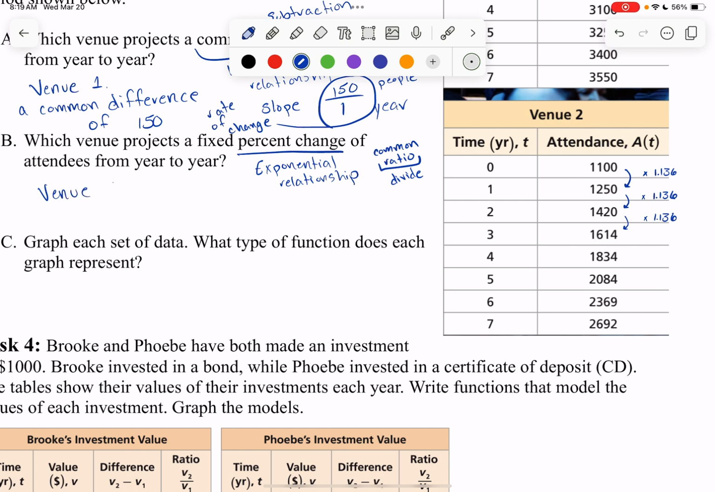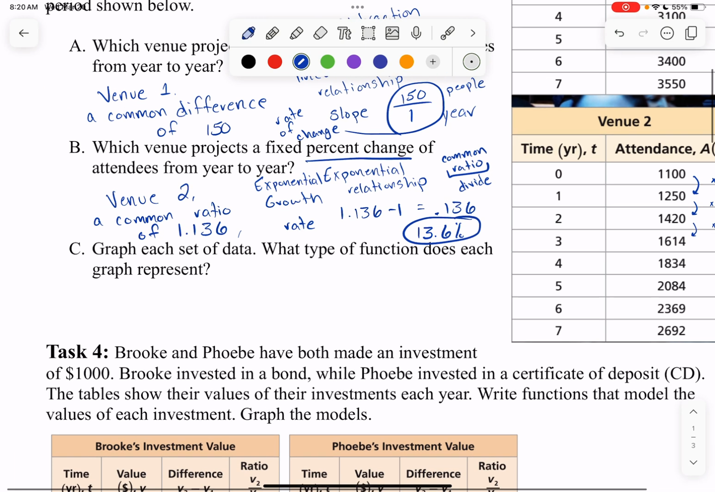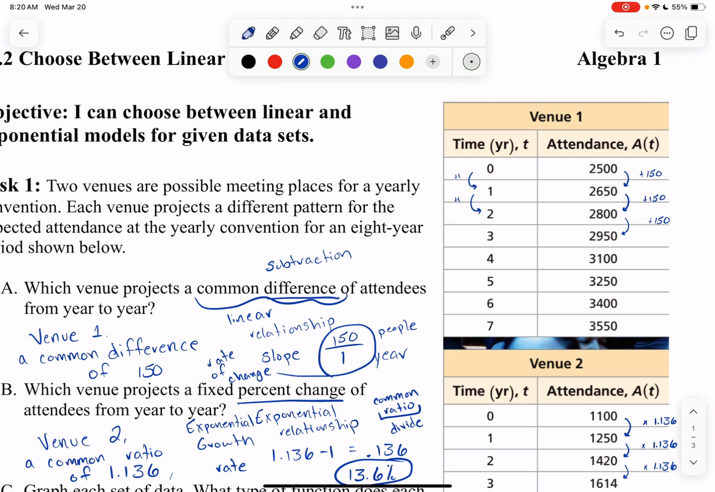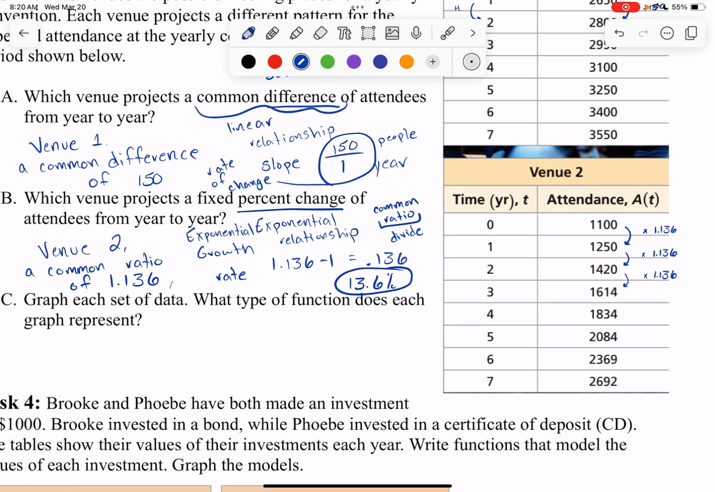So venue 2 has a common ratio of 1.136, which means this is an exponential growth function with a growth rate of 1.136 minus 1, which is 0.136, or 13.6%. So instead of growing linearly like venue 1, venue 2 is saying it's going to grow exponentially.